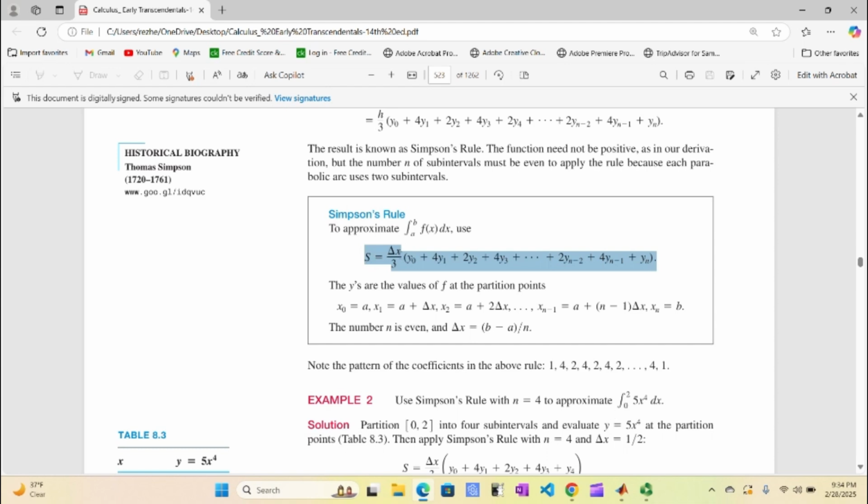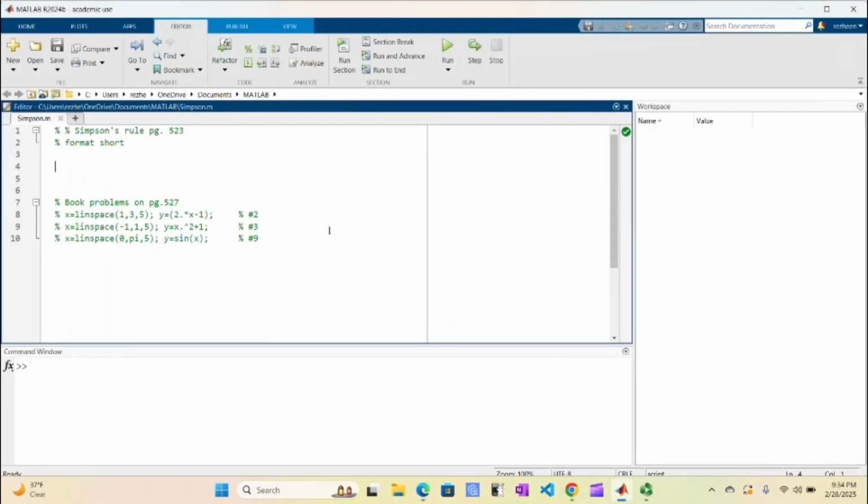It says S is delta x over 3 times this long summation. It goes from y naught to y sub n, where n is even and delta x is (b minus a) over n. So notice it goes 4, 2, 4, 2, 4, 2 all the way to y sub n. So those are all even n's. Okay, so let's jump to MATLAB.